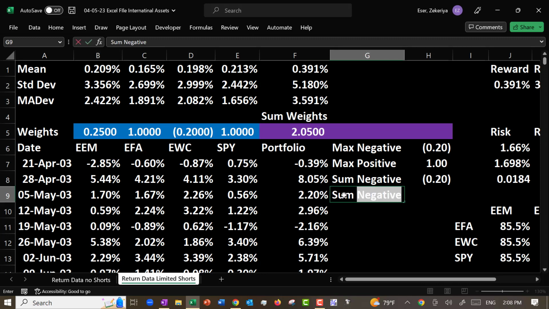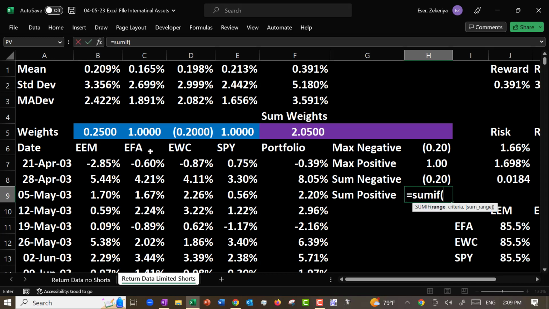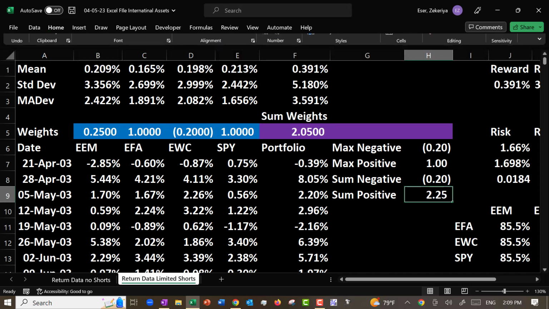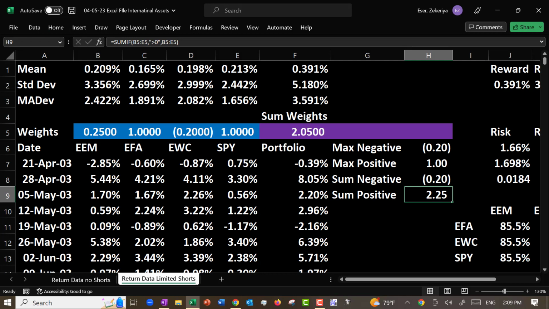Now I'm going to do the same thing. This time it's going to add the positive ones. Look at those numbers, see if they're greater than 0. If they are, add them up. That's the beauty of the sum if function. So my restrictions are, let me put the sum weights here as well.